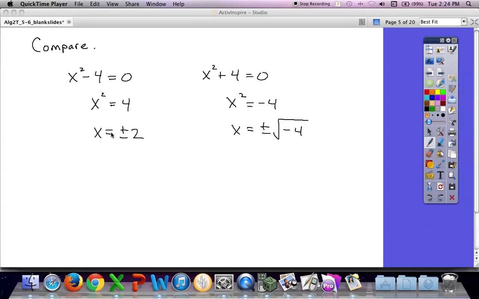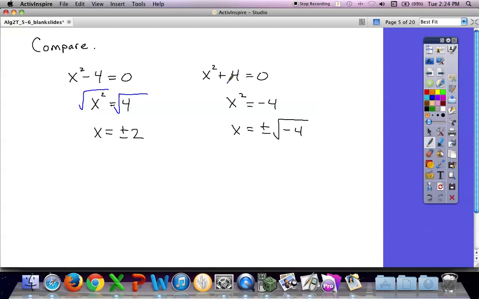Okay, if we compare, these are two equations that we might have solved in the past or in the last lesson by taking square roots, right? Since there's no x term, we isolate the x squared, we take the square root of both sides, right? When you take the square root of 4, again, you're asking yourself, what number, when you multiply it times itself, you get 4. And that could be both 2 or negative 2.